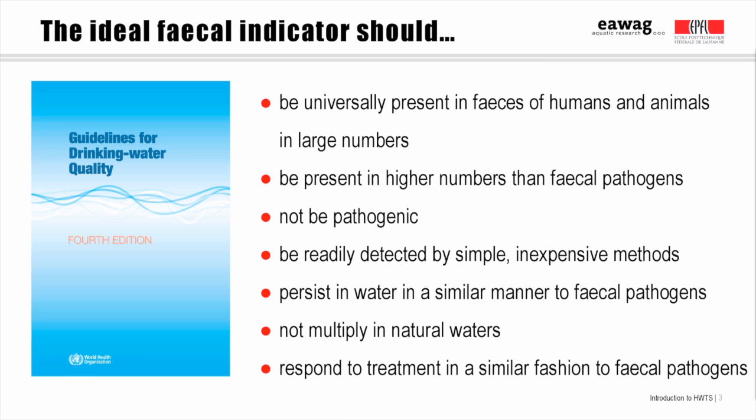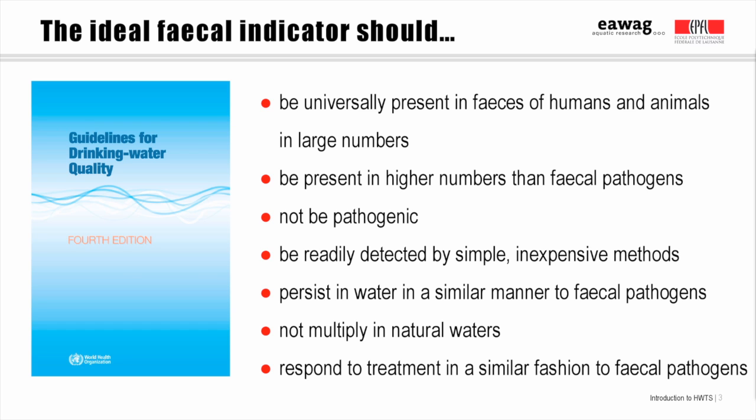It would be impractical and impossible, actually, to directly measure all the different pathogens that could cause diarrheal disease. So instead, we look for indicator species that can show the presence of fecal contamination. Some characteristics of an ideal fecal indicator are that it should be something that's universally present in the feces of both human and animals in large numbers.